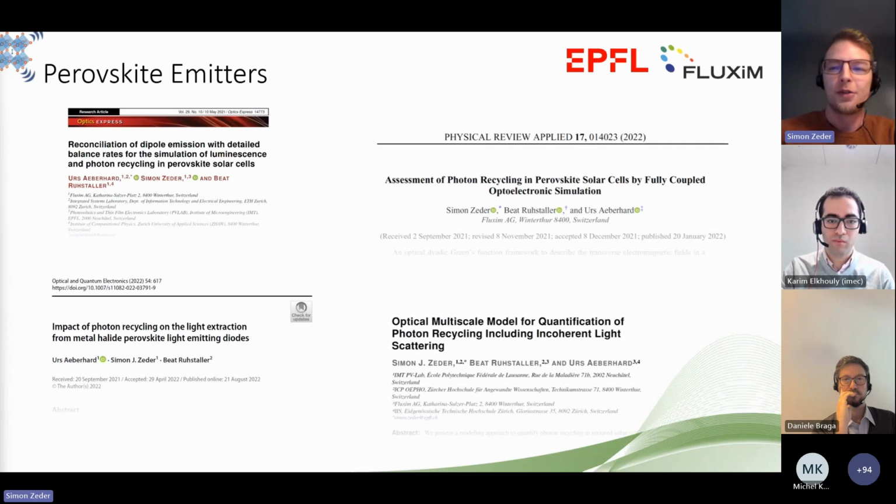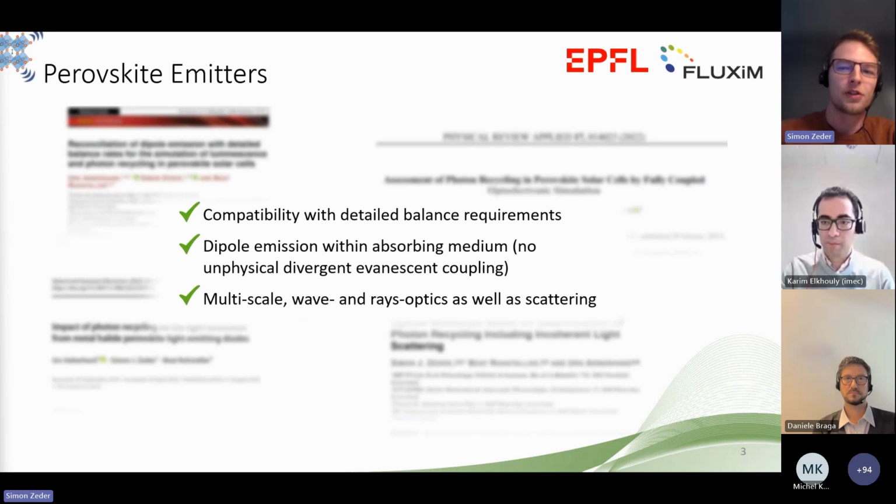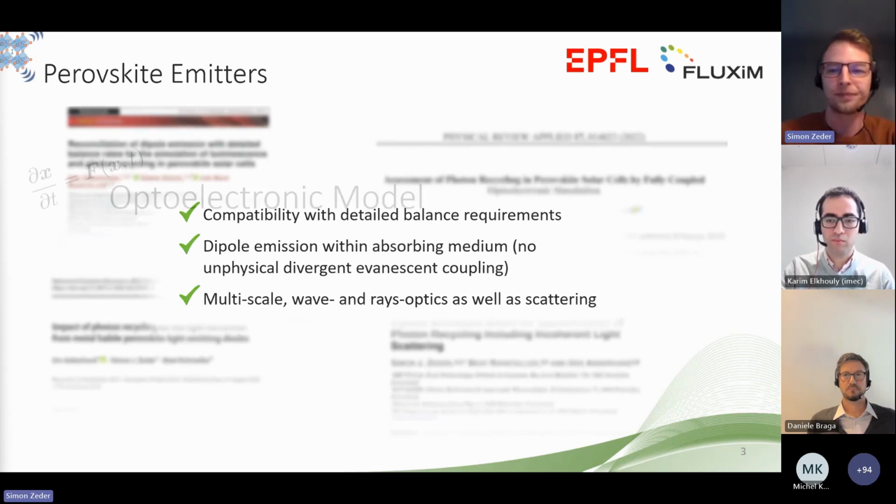So over recent years, we here at Fluxim have worked internally on an improved model to tackle these aforementioned difficulties, and arrived at a stage where we managed to solve these issues. This means a model which is fully compatible with detailed balance requirements, which does not suffer from this unphysical diverging evanescent coupling in absorbing media, and which is multi-scale, so able to describe the coherent photon propagation in thin films, as well as ray optical propagation for optically thick layers.